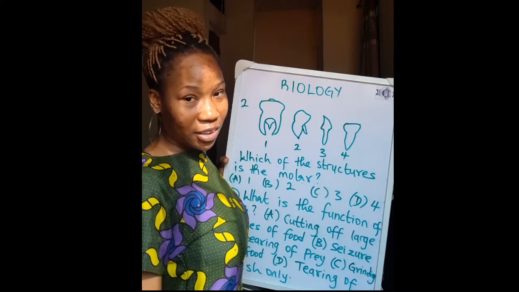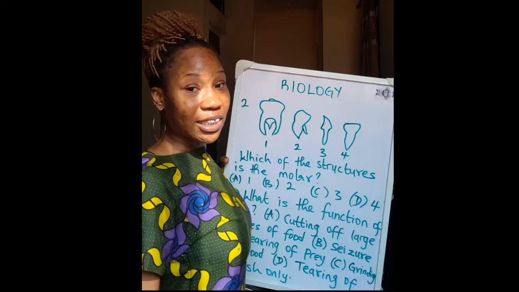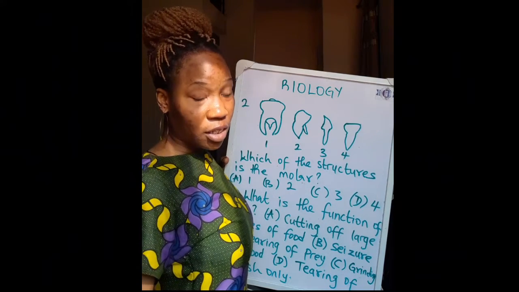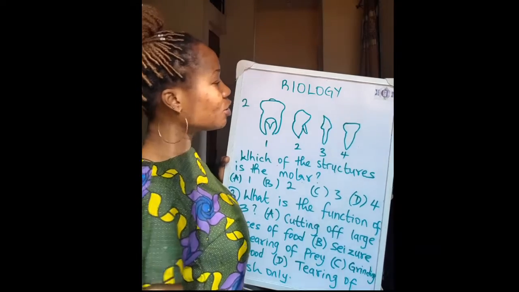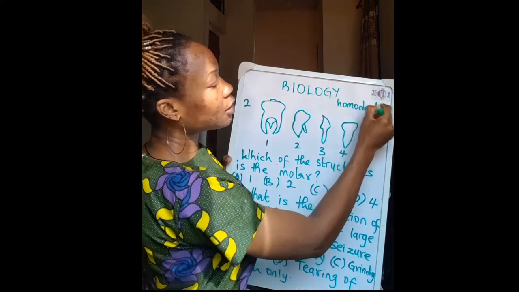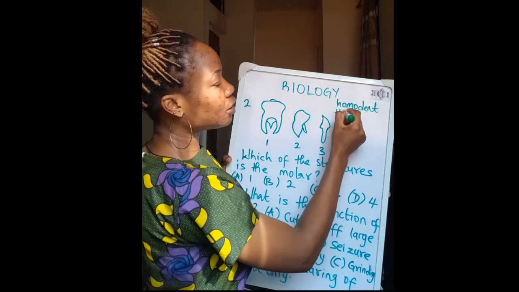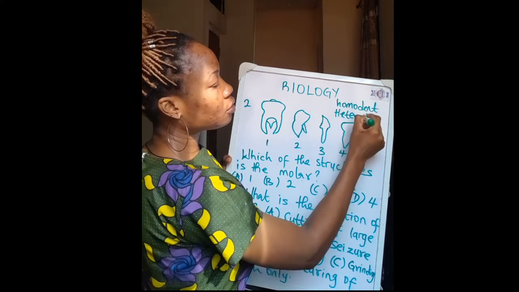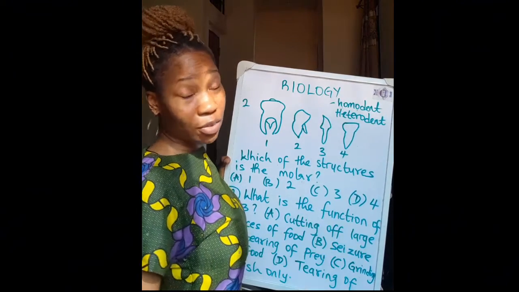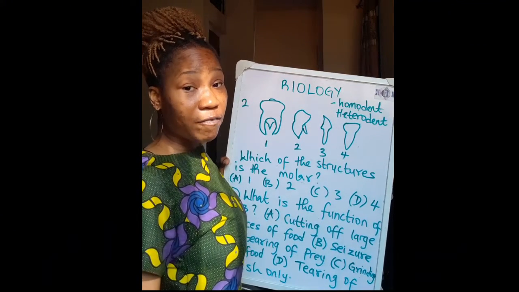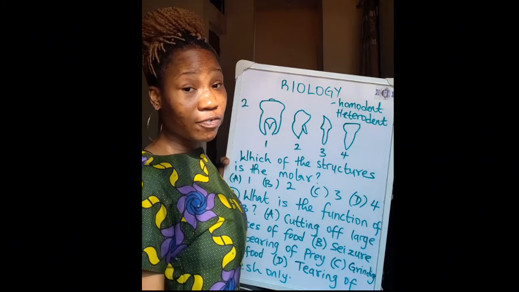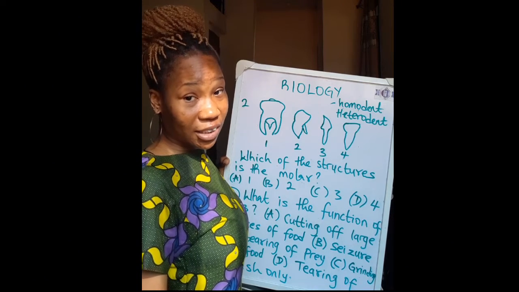Now we have two types, meaning that we have two ways the teeth can be arranged based on the type of teeth we have in that mouth. The first one is what we call the homodont dentition, and the second one is what we call the heterodont dentition. Now, homodont simply means homo, similar, the same set of teeth. You see it in fishes, which belong to the class we call Pisces.